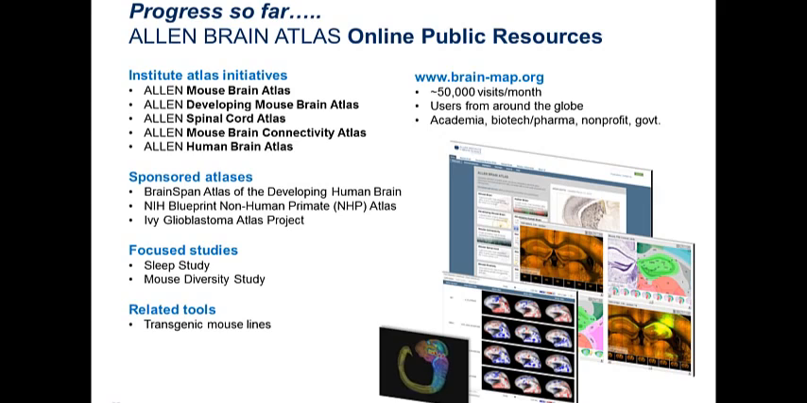We also have our newest resource, the Mouse Brain Connectivity Atlas, and I'll be talking a lot about that since we've got some really exciting new features in that. And our Human Brain Atlas includes in situ hybridization as well as microarray data. One of the unique features with all of our resources is our reference atlases that complement all of the data. We also have sponsored atlases. We have the Brain Atlas of the Developing Human Brain.